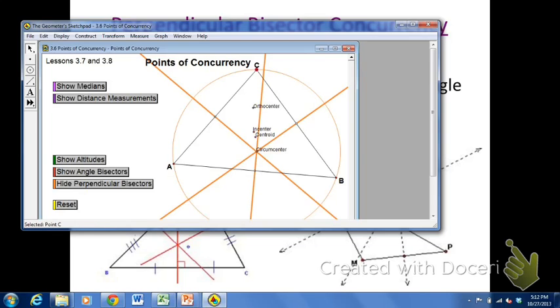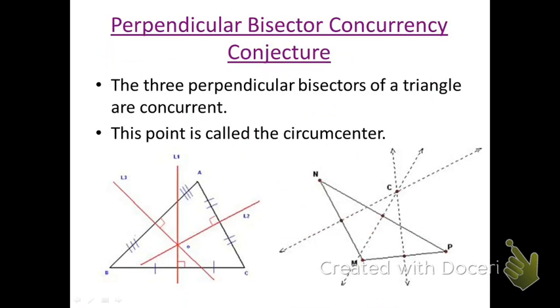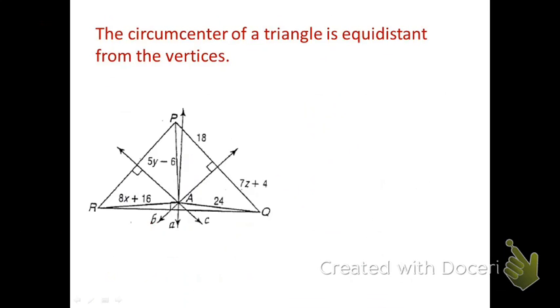So we can use that to our advantage when we're solving problems that have perpendicular bisectors in them. So if we look at this problem, we know that PA, RA, and RQ are all equal to each other because they all represent the distance from the circumcenter to the vertices. So we can use that to help us solve for x.